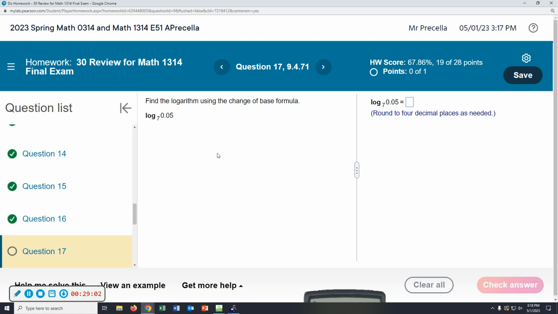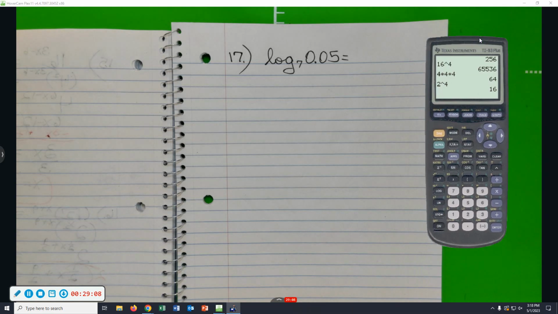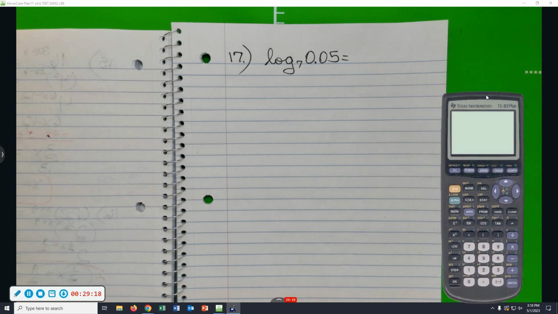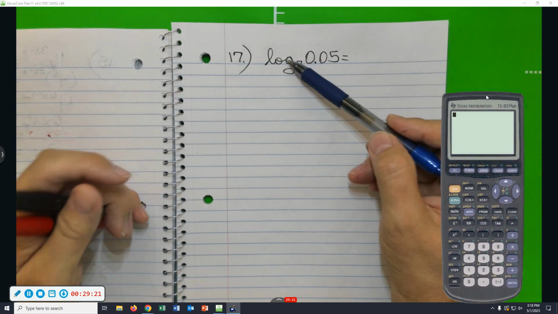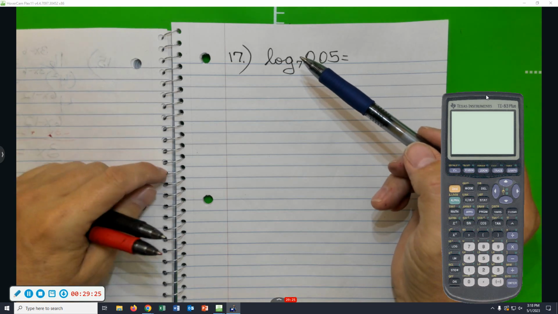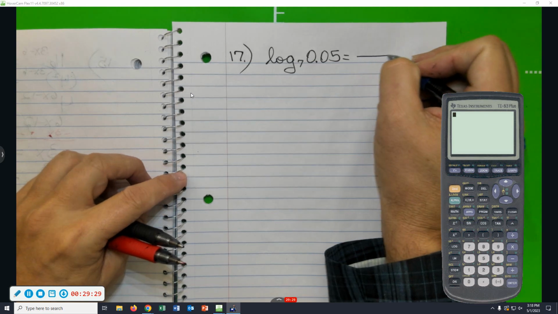Okay, find the logarithm using the change of base formula. Let me switch over to my paper. Let me pull up my calculator. And let me clear off that calculator also. The change of base formula says that you can change any sort of logarithm of any base to either log or ln, and by writing it as a fraction.